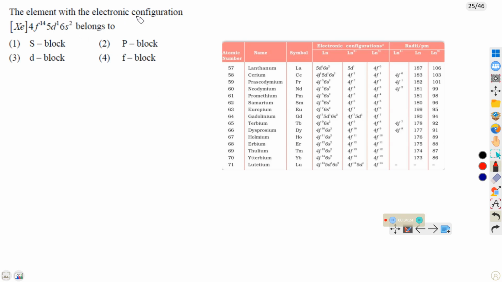The element with electronic configuration xenon 4f14 5d1 6s2 belongs to the f block. Lutetium is the element name.